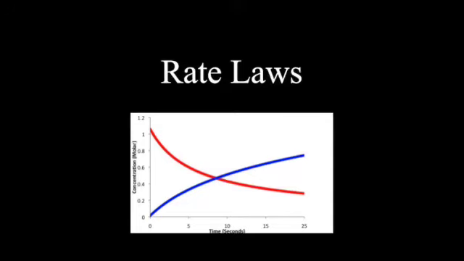Today we'll be talking about rate laws in chemical reactions, which essentially describe how the concentration of substances in a chemical reaction change over time. So there are three different types. The first one is zeroth order, which is where the rate equals the concentration to the zeroth power times a rate constant K. And this rate is equal to the negative change of the concentration with respect to time.